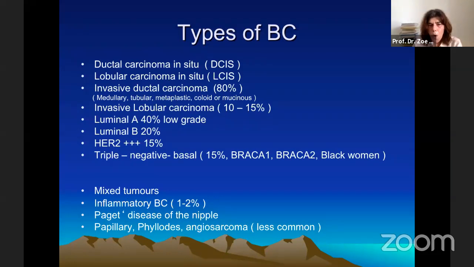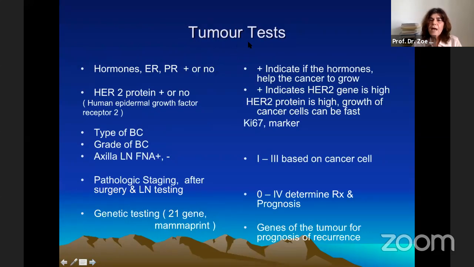And the less common, but still present, especially in young women: papillary is more in older women, but phylloides and angiosarcoma. Phylloides still is uncommon, but still present. It can be quite aggressive at young age. Every type of breast cancer we diagnose.